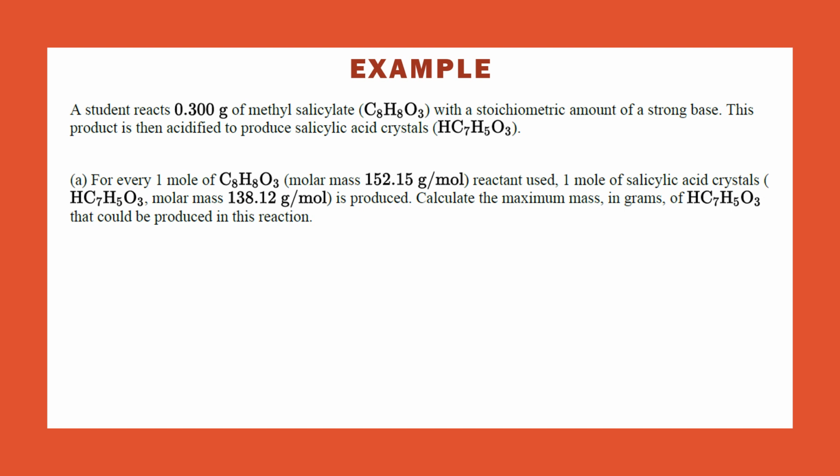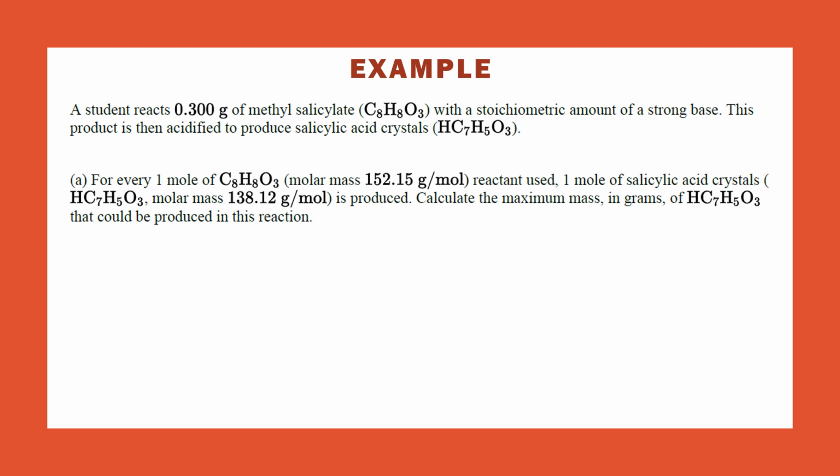Okay, so we're reacting 0.3 grams of methyl salicylate with a strong base. This product is acidified to produce salicylic acid crystals. And then they said for every 1 mole of methyl salicylate, 1 mole of salicylic acid crystals are produced. Calculate the maximum mass in grams of the salicylic acid that could be produced.